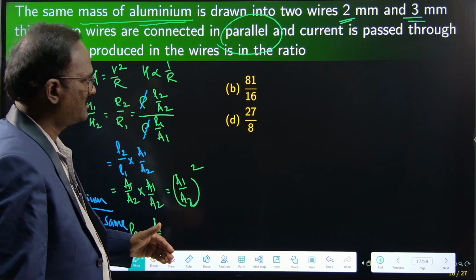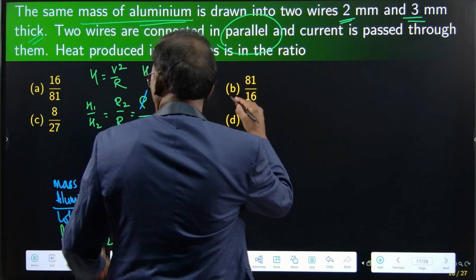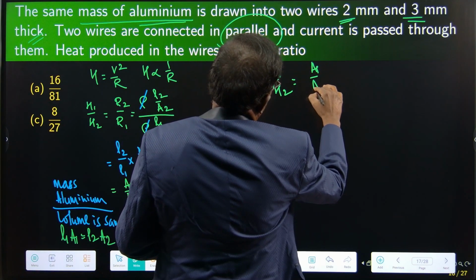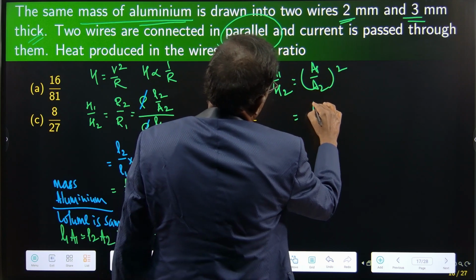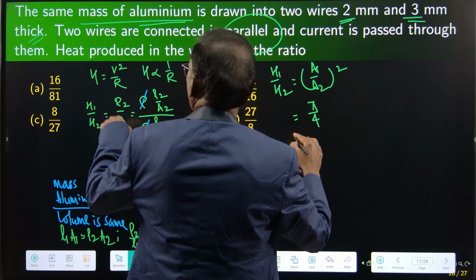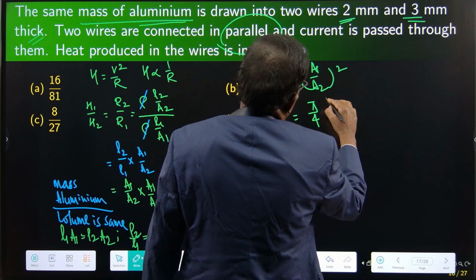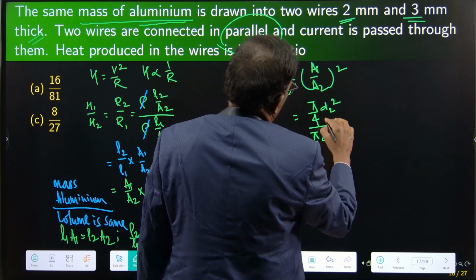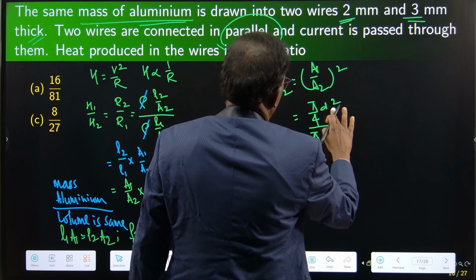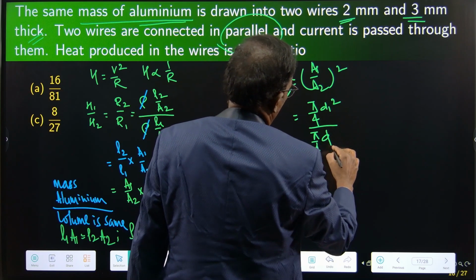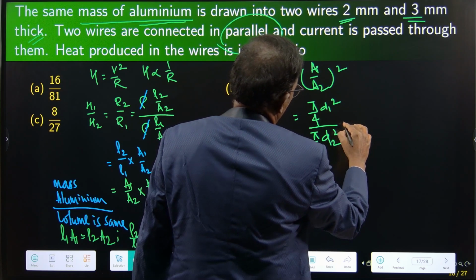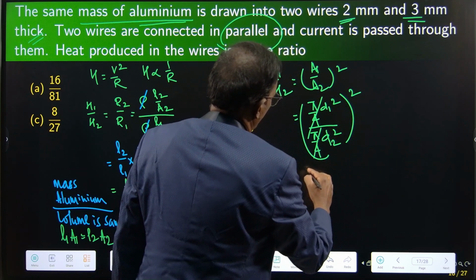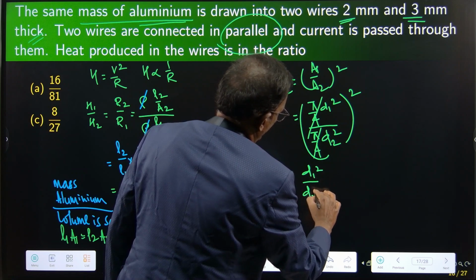The same procedure as the previous one, right? So H1 by H2 is equal to A1 by A2 square. A1 is pi by 4 d1 square, the first one being 2 mm, divided by pi by 4 d2 square. Pi by 4 we are removing. So it is d1 square divided by d2 square, and square also, so d1 square divided by d2 square, whole square.